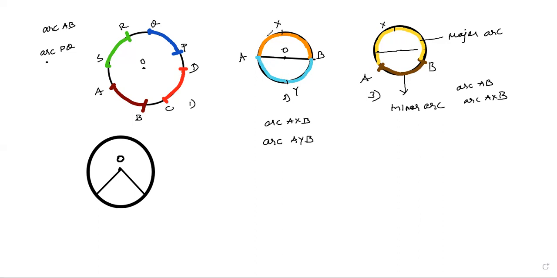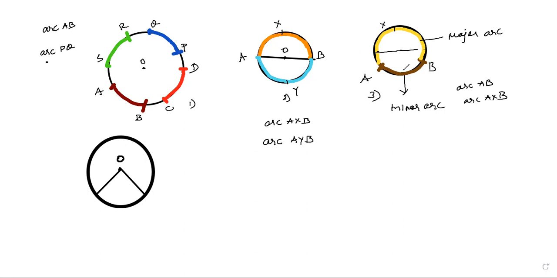Each of these arcs is called a semicircular arc. And if I had to name a semicircular arc, I should name it with the help of three letters: arc AXB, with this X somewhere on the arc, okay? Arc AXB, arc AYB.